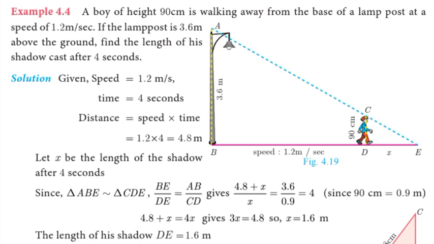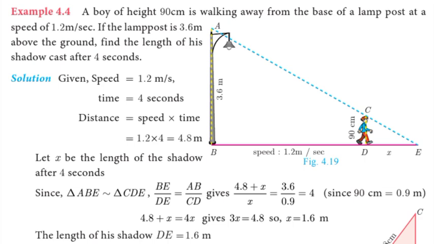The question is, a boy of height 90 centimeter, that is the boy's height CD is 90 centimeter, walking away from the base of the lamppost. Walking away means moving away from the lamppost, at the speed of 1.2 meter per second. If the lamppost height is 3.6 meter above the ground, find the length of his shadow cast after 4 seconds.